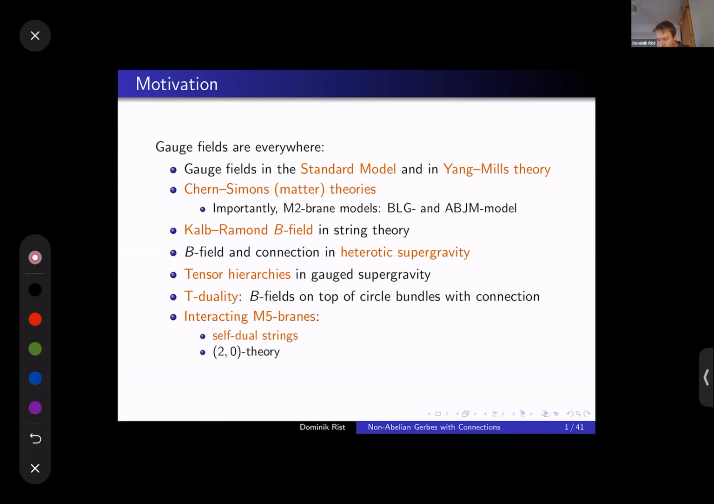And we would like to interpret these fields just as we did for one-form fields appearing in ordinary gauge theories. We would like to interpret these higher form fields as some higher connections in higher gauge theories on some higher principal bundles. For me, the main motivation comes from the study of M5 brane models.